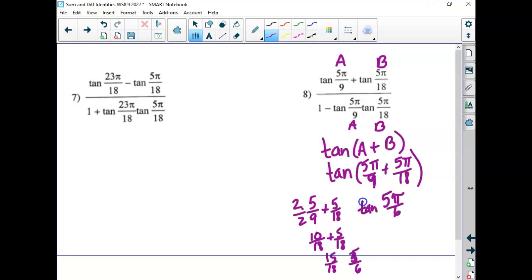And I still am supposed to find the tangent. So the ordered pair at 5 pi over 6 is negative square root of 3 over 2, comma 1/2. So the tangent is, anybody?